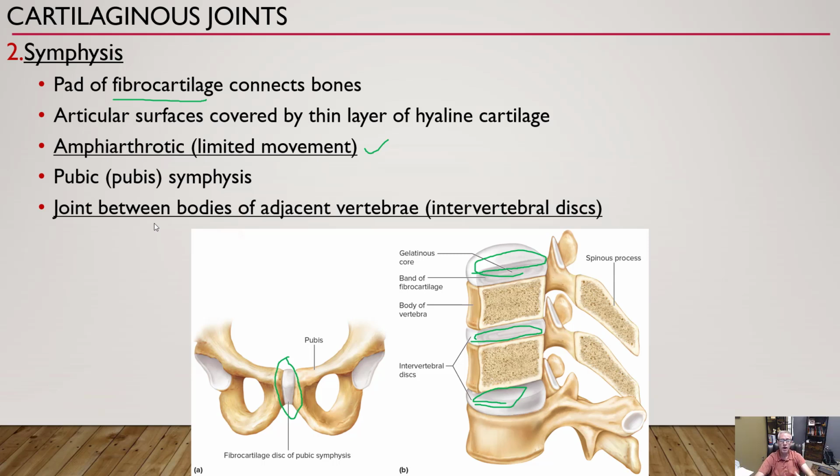They're amphiarthrotic, limited movement. The other place we'll see symphysis joints is on those articular surfaces of the epiphyses. But that's actually hyaline cartilage, not fibrocartilage.